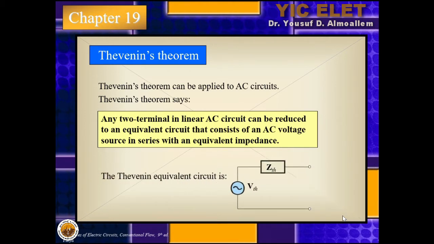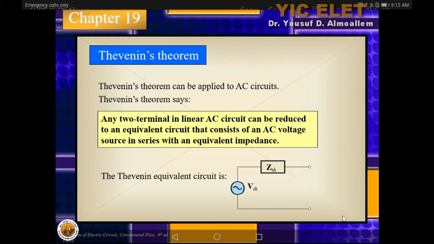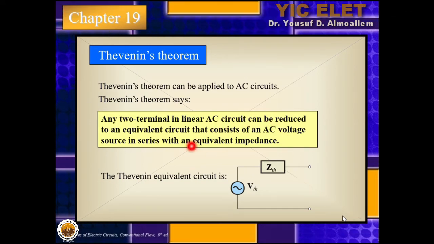Now, this is the shape of the equivalent circuit. So if you have a very complex network on this side, which consists of several different components, you could reduce the entire network into two elements, the V Thevenin and Z Thevenin.